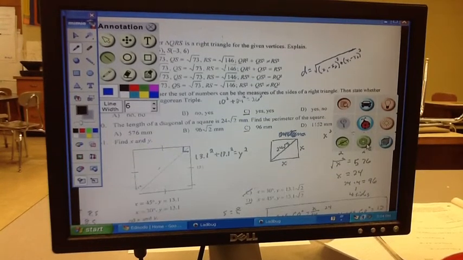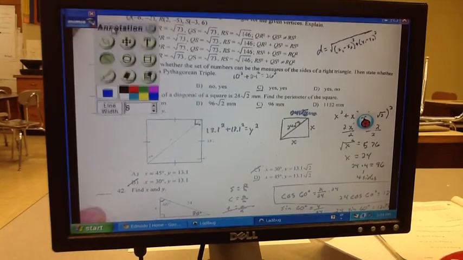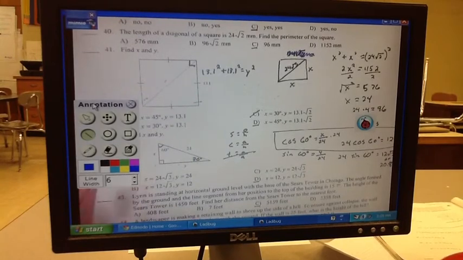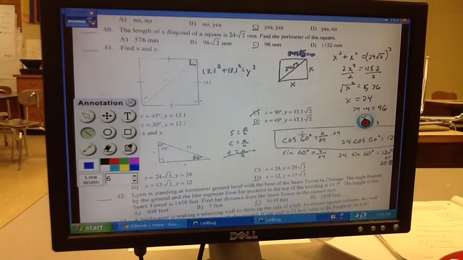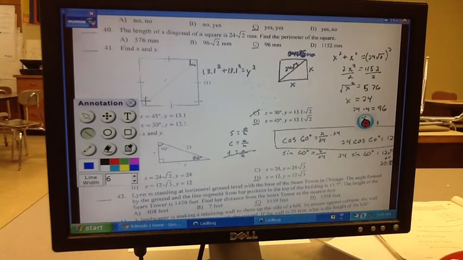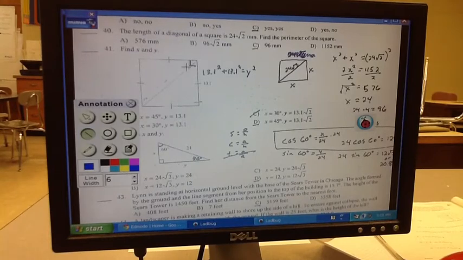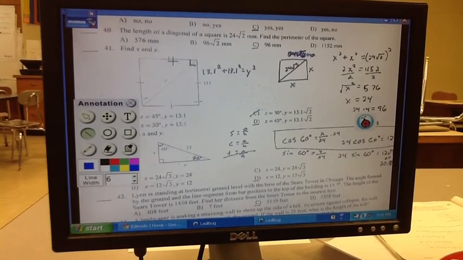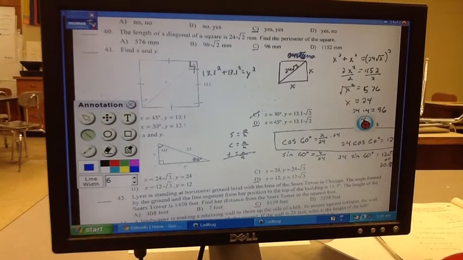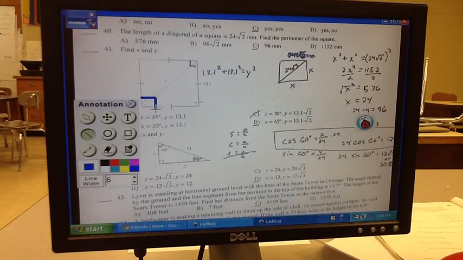Alright, moving on up. Find x and y here. X is that degree there, it's kind of hard to see. Y is that middle length from there to there. All these are the same, making a square, making the corners 90 degrees.